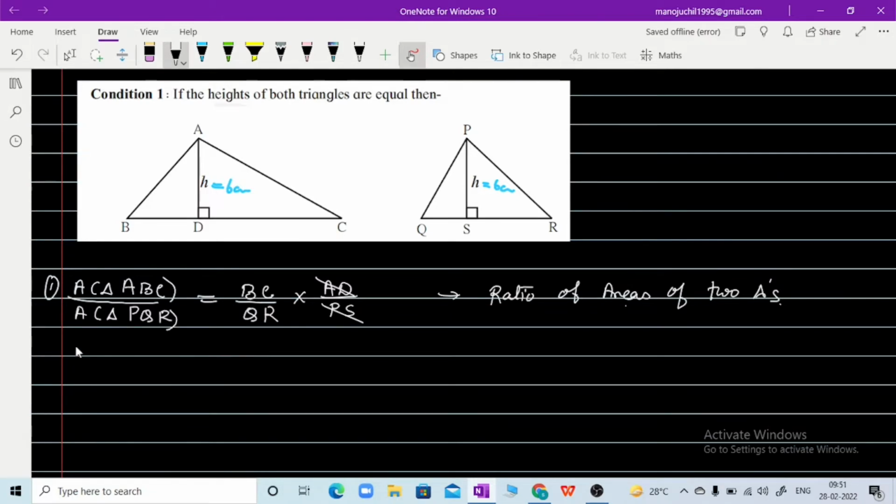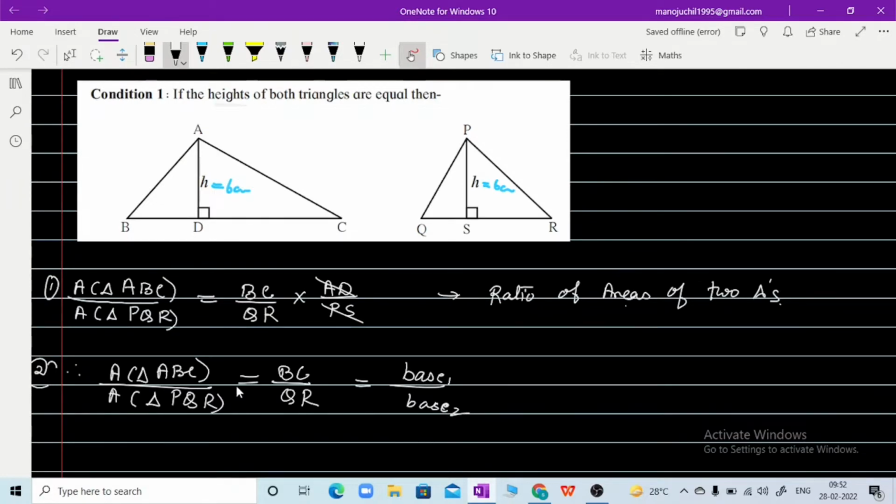So what I get is, therefore, second point, area of triangle ABC upon area of triangle PQR is equal to BC upon QR, because AD and PS have got cancelled. So I get BC upon QR. This is nothing but base 1 upon base 2, base of the first triangle upon base of the second triangle.